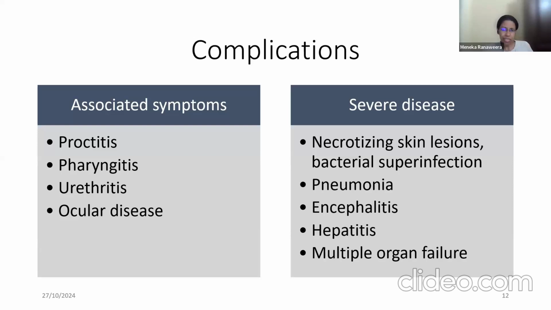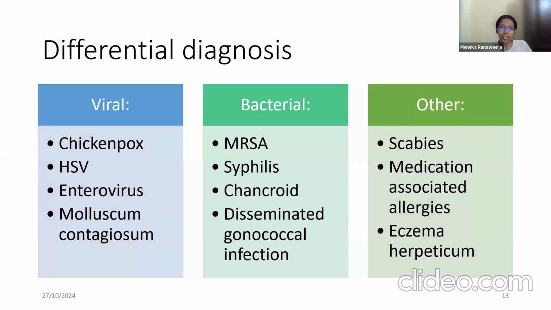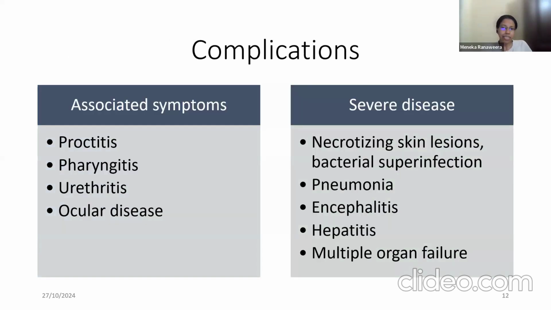And of course, there are other complications associated with severe disease, things like necrotizing skin lesions and bacterial superinfection, and there have been other organ involvement: pneumonia, encephalitis, myocarditis, hepatitis, and multiple organ failure as well. Now, these severe infections are more common in immunocompromised patients.